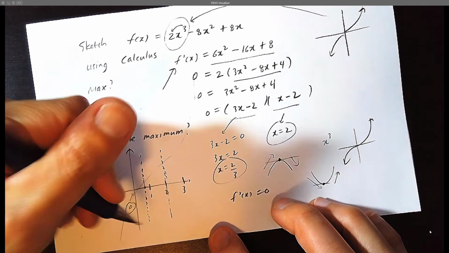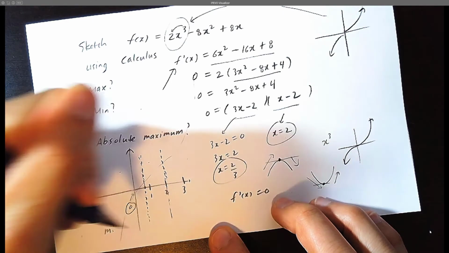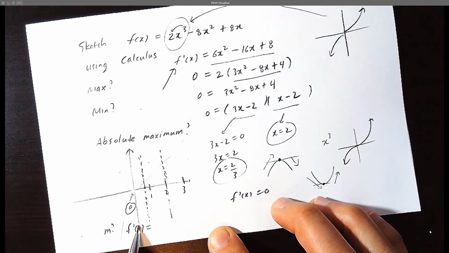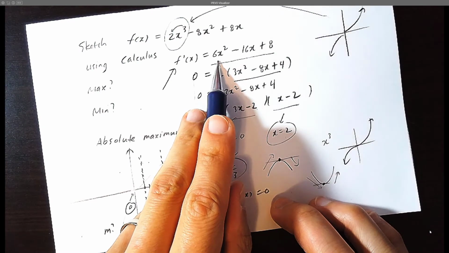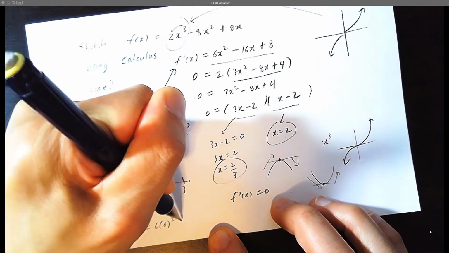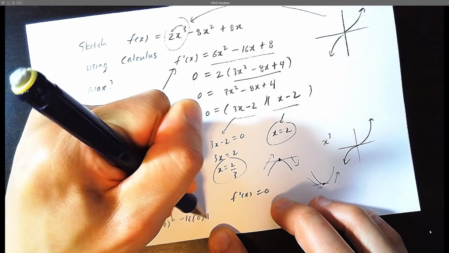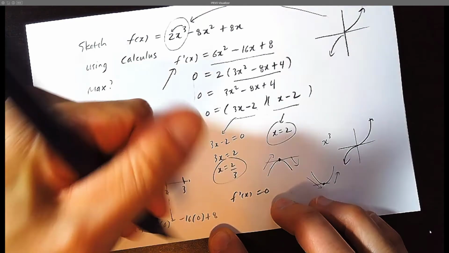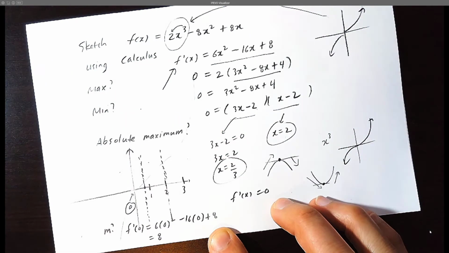And so what is the slope? What is f prime of 0? The slope happens to be, substitute 0 into here. It's going to be 6 times 0 squared minus 16 times 0 plus 8. 0 times anything is 0. This becomes 0, and there's 8. So the derivative is 8.